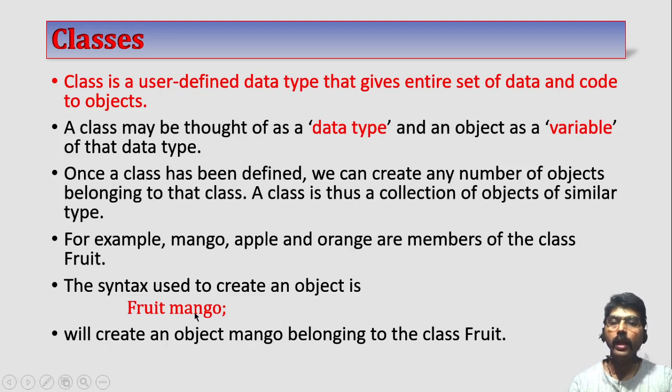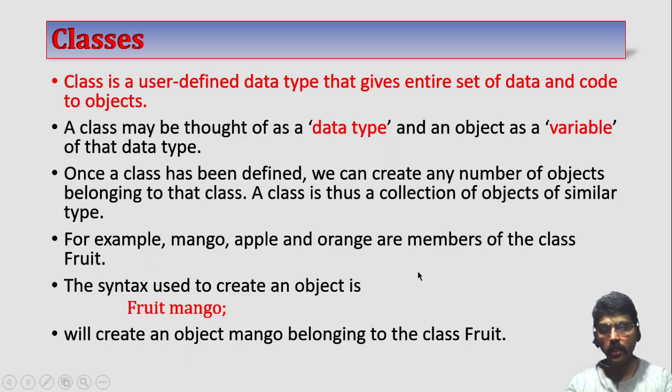Now, how to create an object? This is the syntax: fruit mango. It will create one object called mango, and the class name is fruit. Now, this is an example for creating a mango using the fruit class.